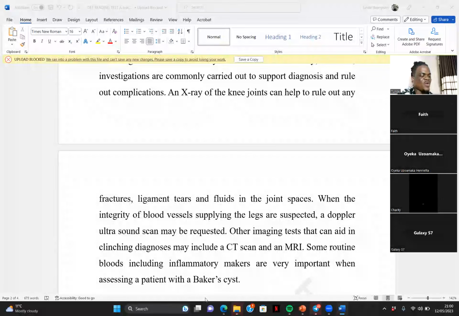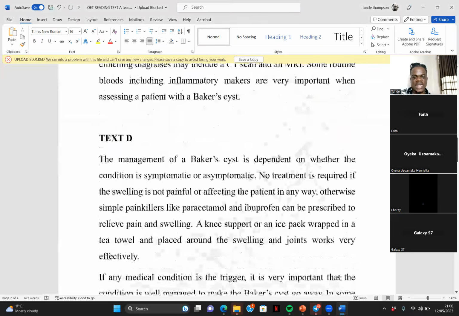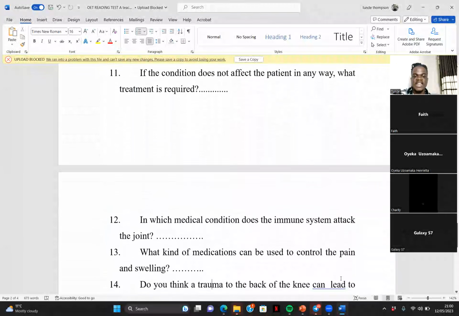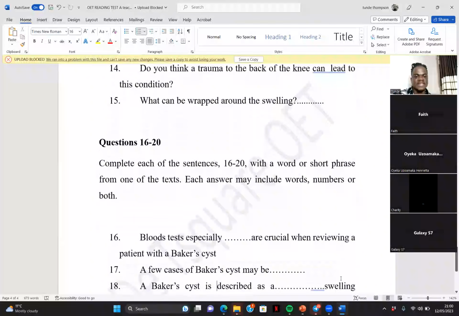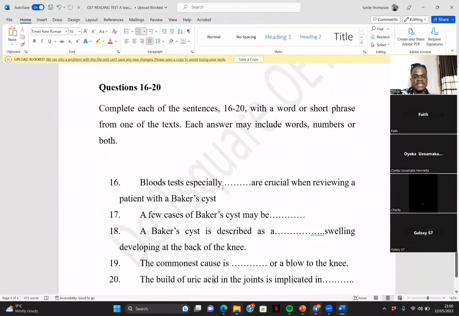Do you get? So, your question is now asking you what to fill in that gap, and a lot of you are already answering inflammatory markers, inflammatory markers. Now let's go back to that question and see if inflammatory markers will fill in that space and the sentence will still be correct. Blood tests, especially inflammatory markers, are crucial when reviewing a patient with a Baker's cyst. So putting inflammatory markers here is very correct.